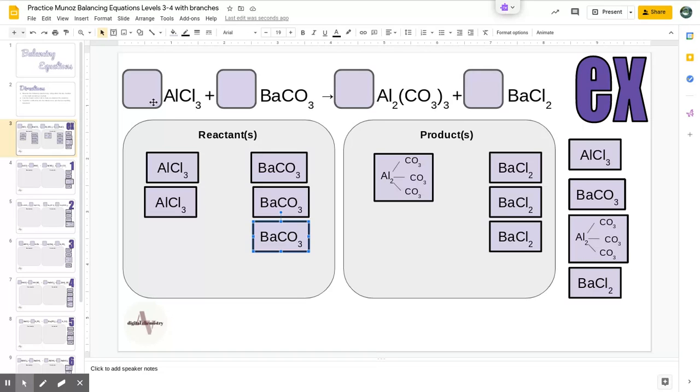And then for your coefficients, you are going to count your boxes. So 2 boxes of AlCl3, 3 boxes of the BaCO3, 1 of the Al2CO3, just 1 of those, and then 3 of these BaCl2s. And so that is the example equation, and that's how those are going to look. You have 8 more to do on your own.